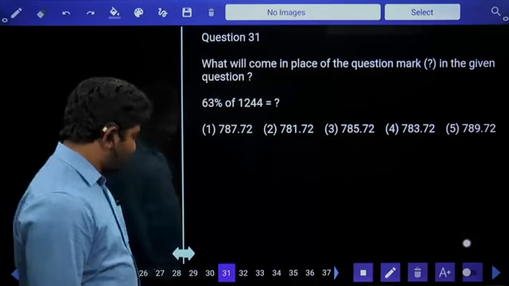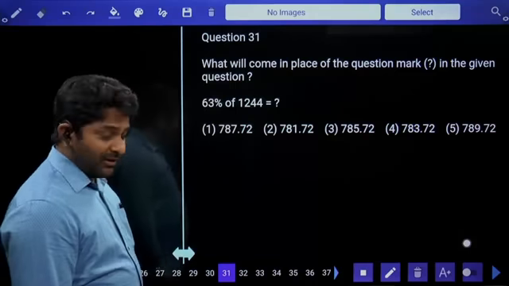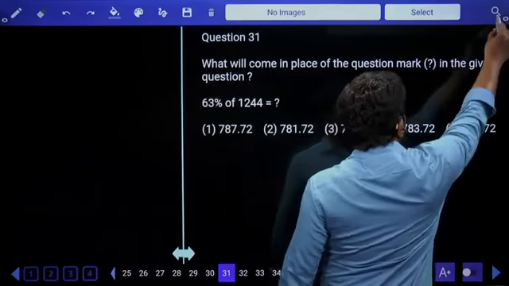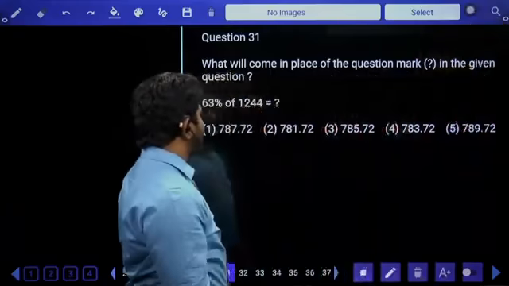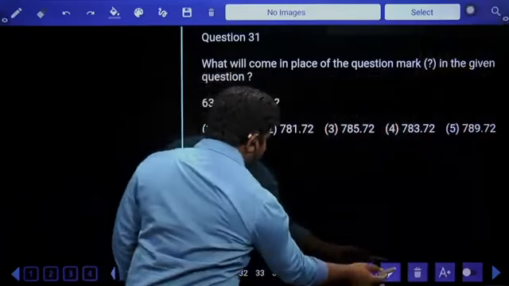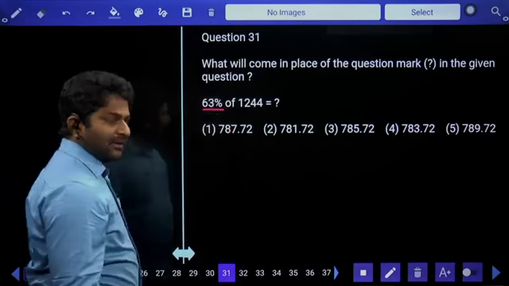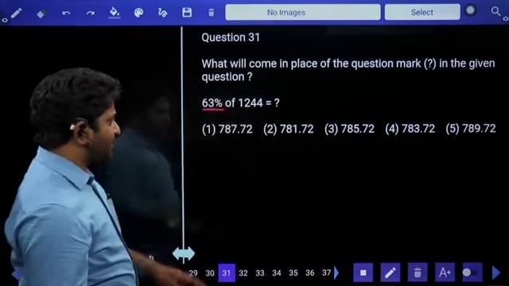IBPS Clerk Prelims. Let us start from question number 31 onwards with a strategy. Now we have a numerical ability question, so we'll be doing it. 63%. After looking at this number, conclude one thing. This is a 9 multiple. The other number may be anything, the answer must be a 9 multiple.